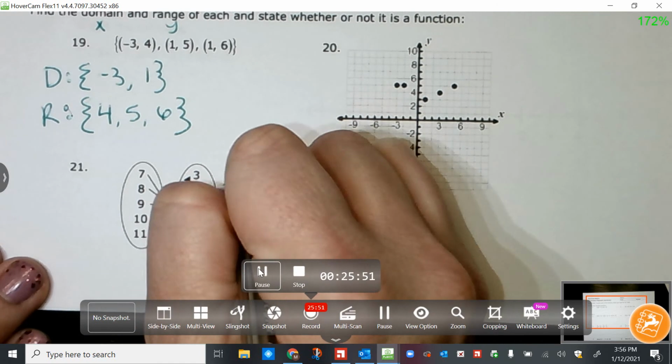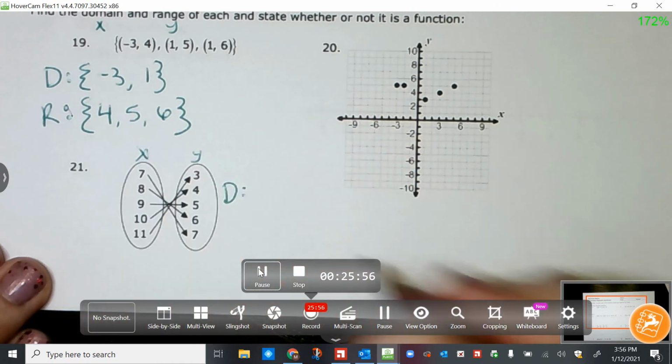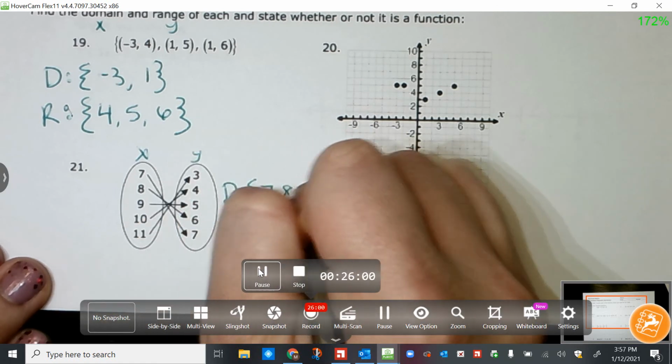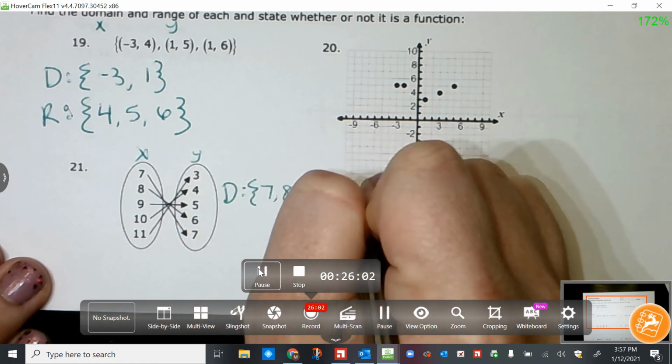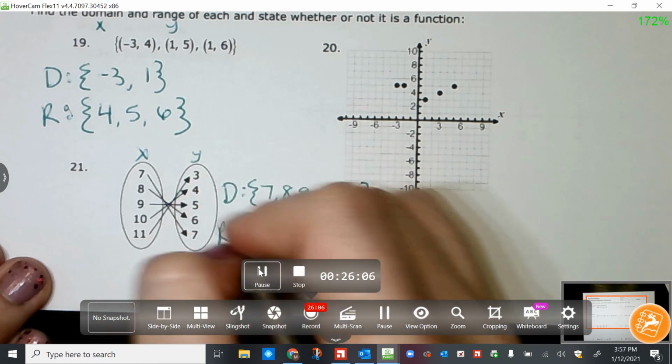Here, I want you to remember these are always written x on the left, y on the right. So domain is 7, 8, 9, 10, 11. Range is written 3, 4, 5, 6, 7.